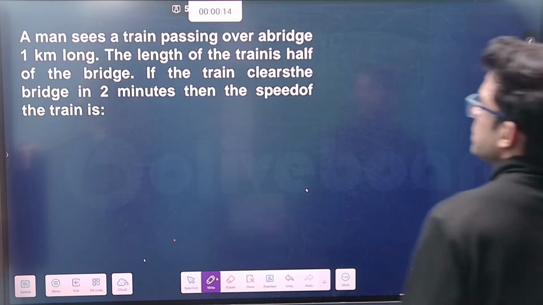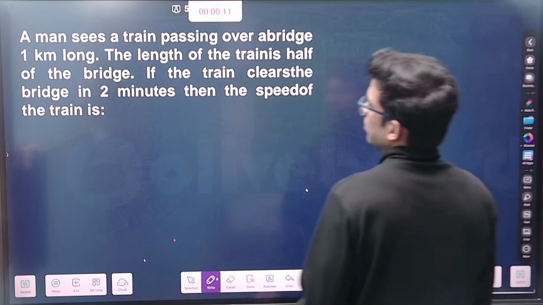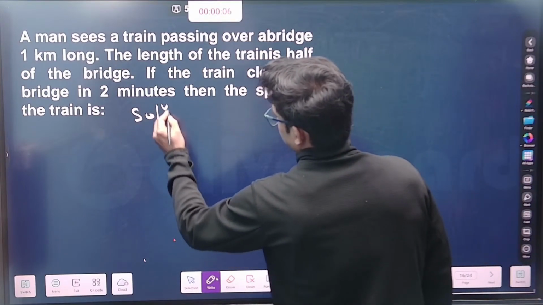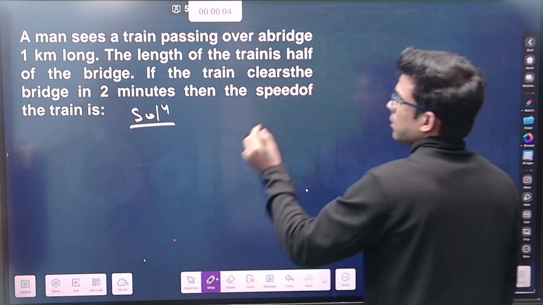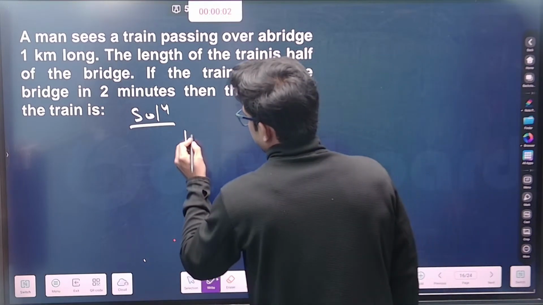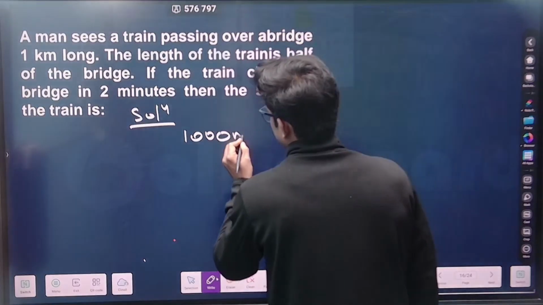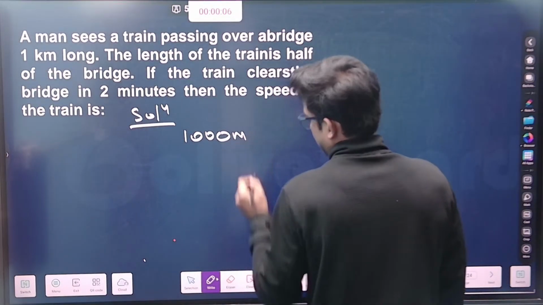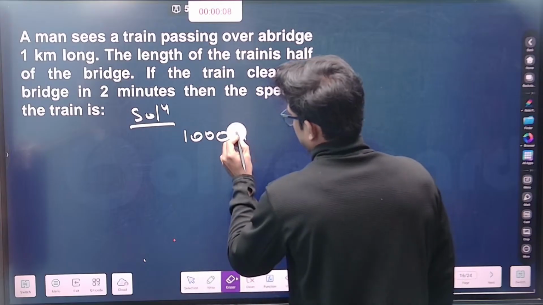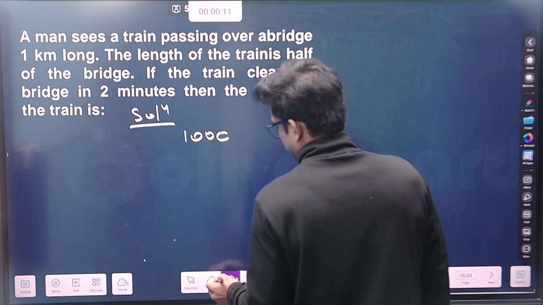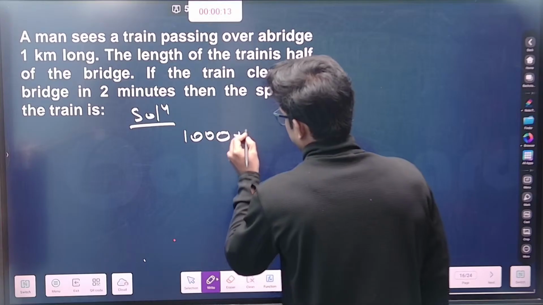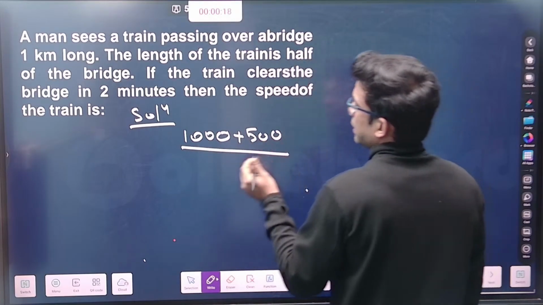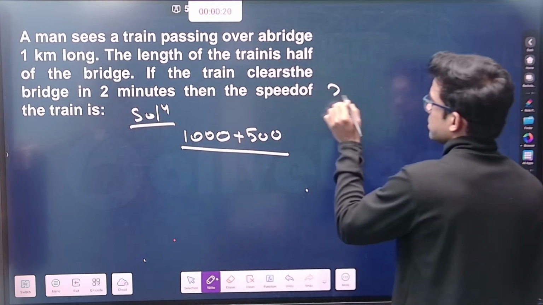Okay, fine. A man sees a train passing over a bridge 1 kilometer long. So basically, solution. 1 kilometer long means 1000 meter. The length of the train is half, means 1000 meter plus 500, in 2 minutes. 2 minutes means 120 seconds.